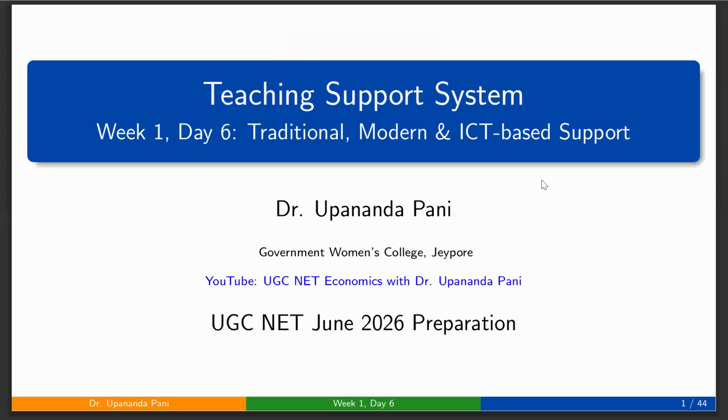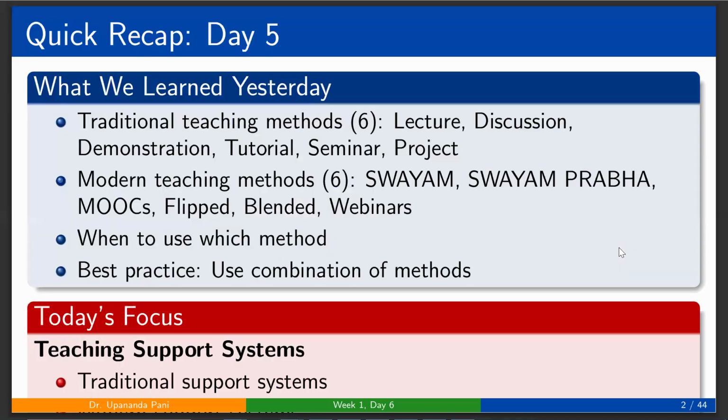Basically, today we are going to discuss traditional, modern, and ICT based support and various initiatives by UGC to give the learners as well as various stakeholders different kinds of information, which will be very crucial for the academic support system.